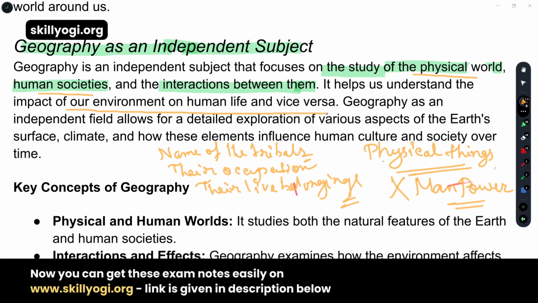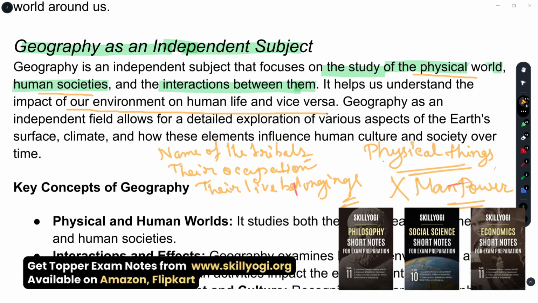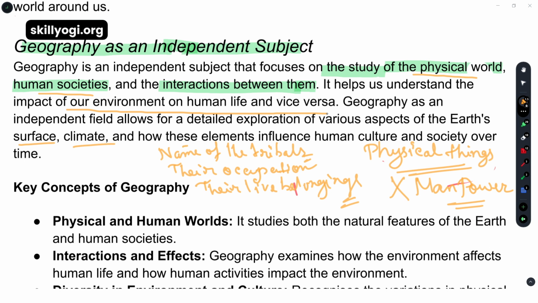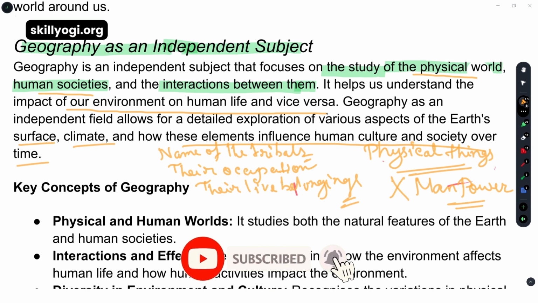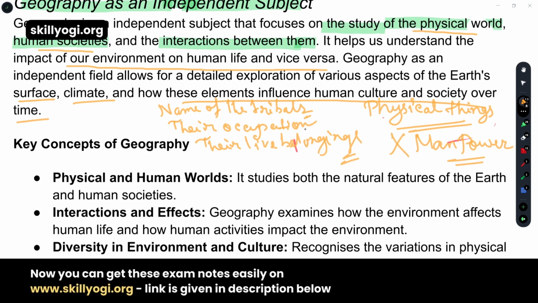Geography as an independent field allows for a detailed exploration of the various aspects of different surface, climate, and how these elements influence human culture and society over time. Yes, from the beginning, when we started the chapter, I also informed you and said the line that in different parts of our country, all the things are not equally distributed. I think all of you remember, all the things are not equally distributed.